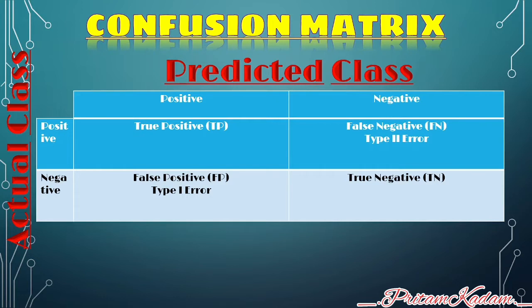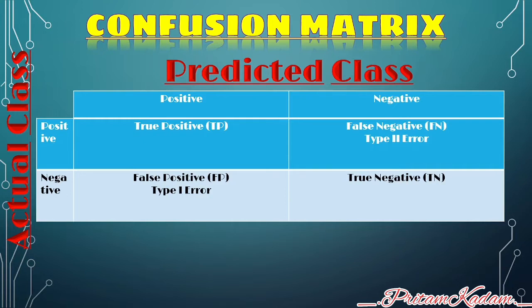The first one, that is true positive. We predicted it as positive and it actually came out to be positive, so true positive. Then we predicted positive but it came out to be negative, so false positive, and it is a type 1 error. Then we predicted negative but it came out to be positive, so false negative, and it is a type 2 error. And we predicted negative and we actually got negative, so true negative, that is TN.